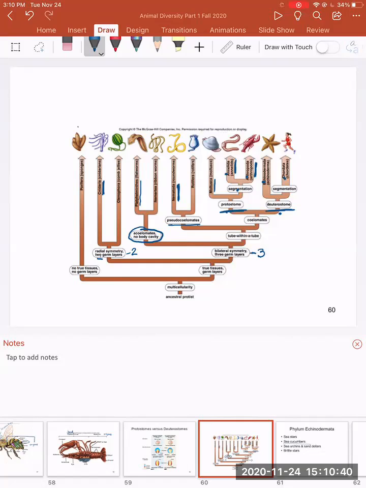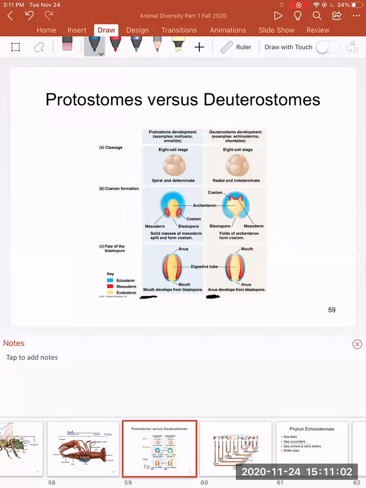But what's significant about the protostomes versus the deuterostomes is how they develop embryologically. And that's what makes us more closely related to the echinoderms than the other invertebrates. Chordates are more closely related to the echinoderms because they are all deuterostomes. What does that mean? So let's just quickly look at protostomes versus deuterostomes.